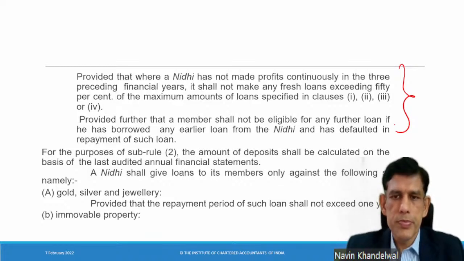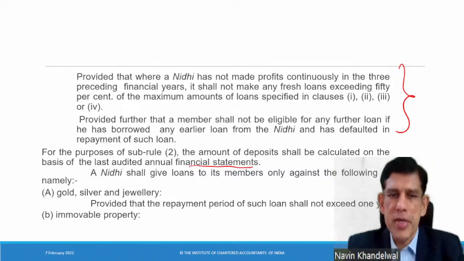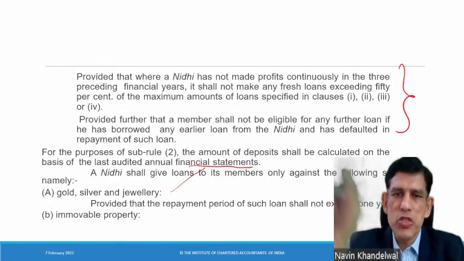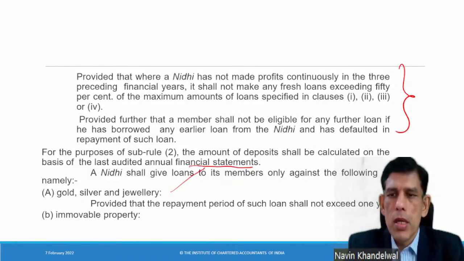Then all this calculation will be done on the basis of the last audited financial statement. Now, can Nidhi company give loan against any securities? The answer is yes. And the securities are specified as gold, silver, jewelry. Loan of less than 1 year.